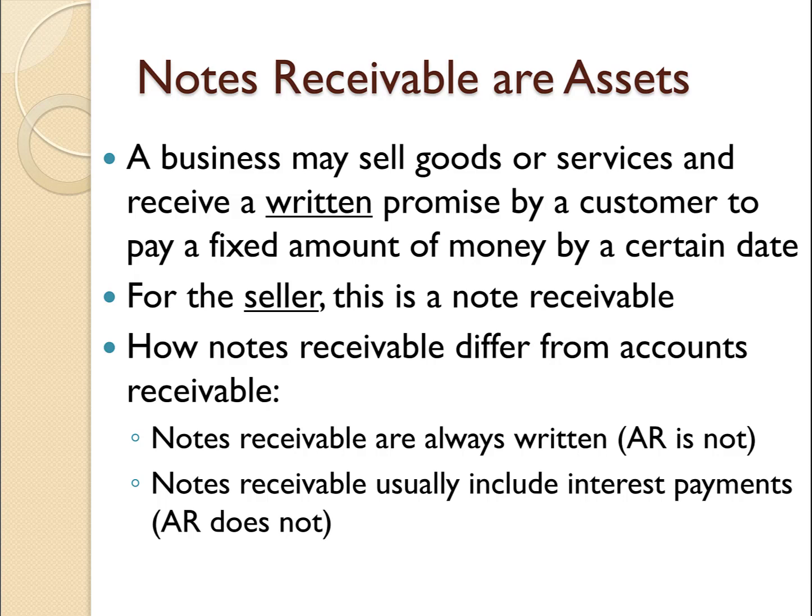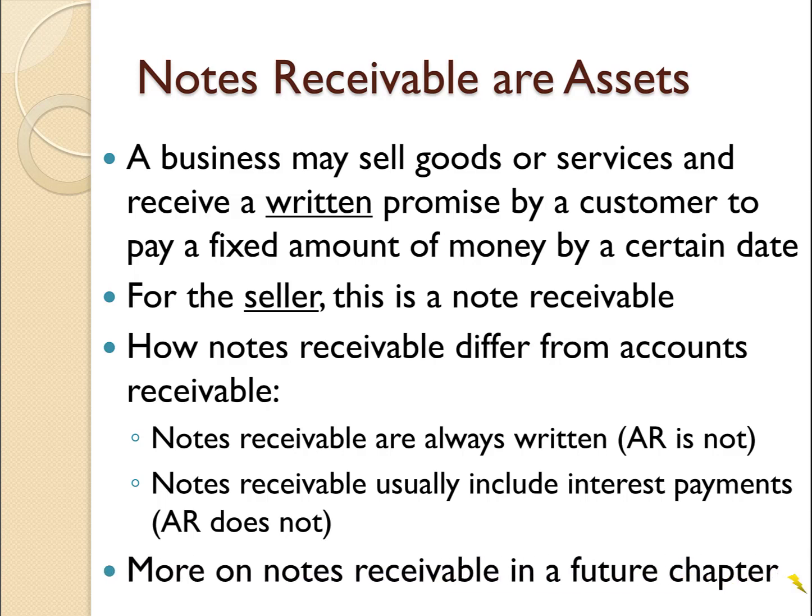So the buyer is going to sign a contract saying, I promise to pay you such and such amount in the future plus interest. And why are you charging interest and accounts receivable does not? Well, accounts receivable means you're just giving the customer 30 days usually to pay off the account receivable. With notes receivable, the time span is usually much longer, like 6 months, 12 months, 18 months, 2 years. Because it's a longer time period, you're going to charge them interest. So now we'll learn more in depth on notes receivable in a future chapter.